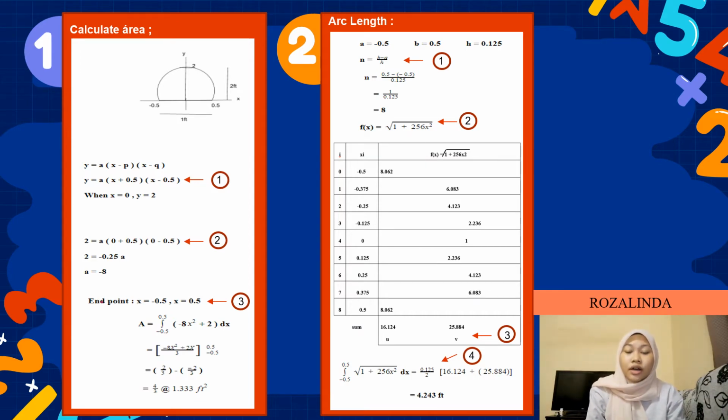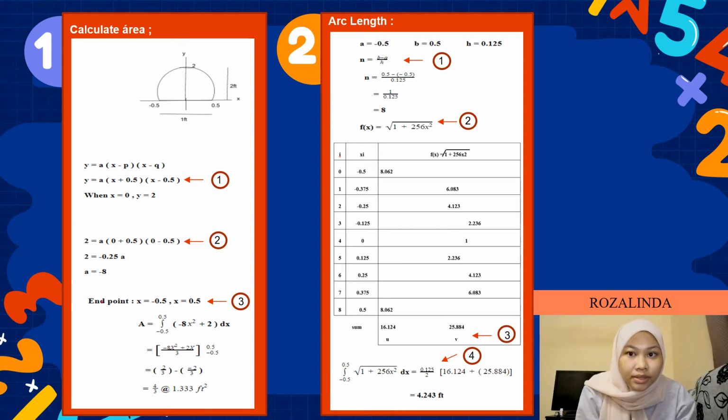I wish to show a solution for this question. For step 1, for the end part, step 2, you need to use the formula given. We move to step number 1. P is negative 0.5 and Q is 0.5. You got it? When x equals 0, y equals 2. Step 2, we need to find the value of a.